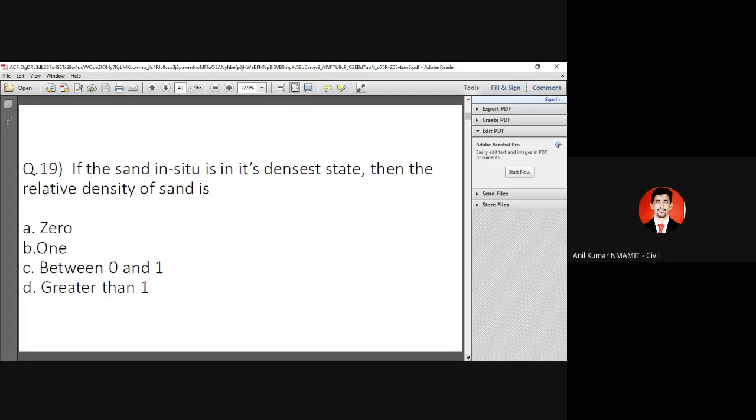If the sand in situ is in its densest state, then the relative density is, this is nice. If the sand in the in situ condition is in the densest state, this we have done that time. We'll see the answer for this. The answer is yes. Start. It is in the densest state. What happens? Just now we solved a similar kind of a problem.